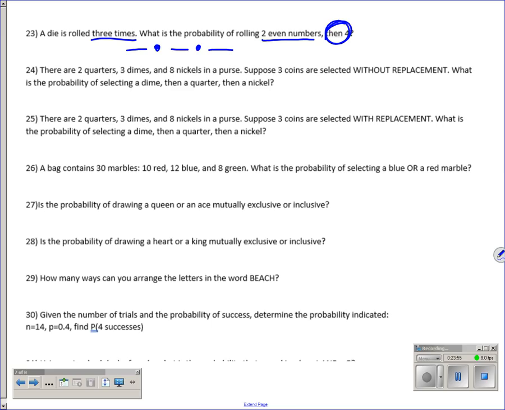Okay? So the probability of getting an even number, that's 3 out of 6. The probability of getting an even number again is 3 out of 6. The probability of rolling a 4 is 1 out of 6. This ends up being 1 over 24 or 0.42. Or, sorry, 0.042.